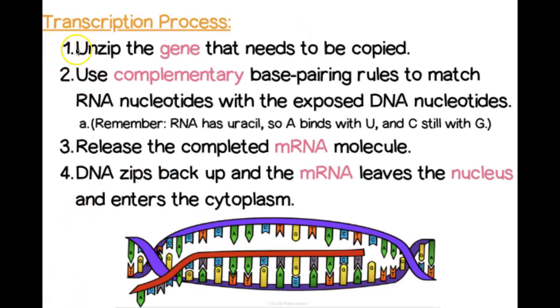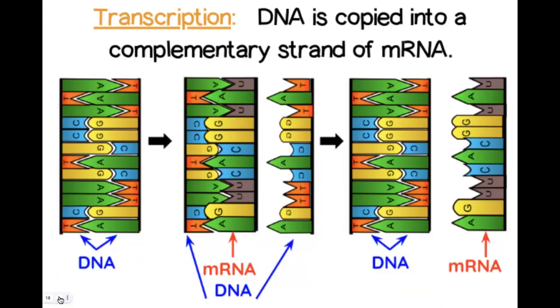In transcription, we unzip the gene that needs to be copied. We use complementary base pairing rules to match the RNA nucleotides with the exposed DNA nucleotides. Remember, RNA has uracil, so A will bind with U and C will still bind with G. Then we release the completed mRNA molecule, and DNA zips back up and the mRNA leaves the nucleus and enters the cytoplasm.